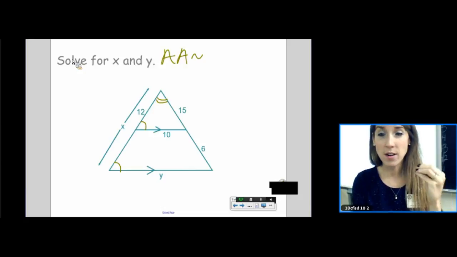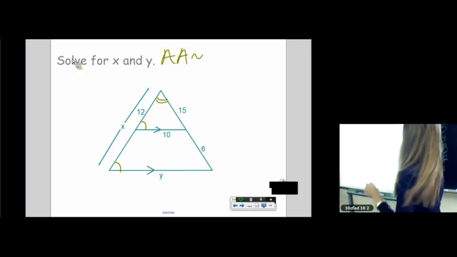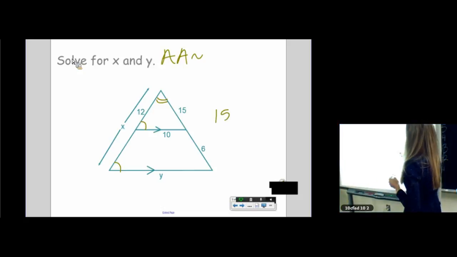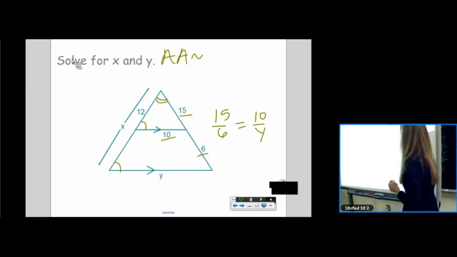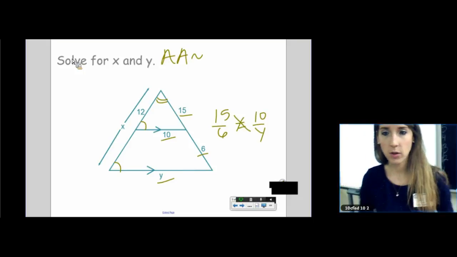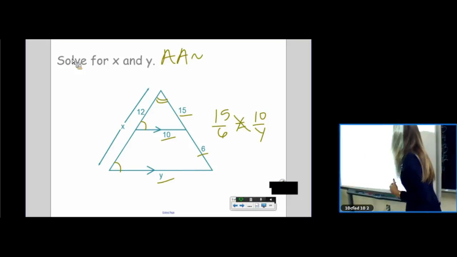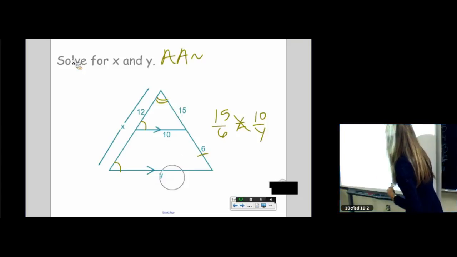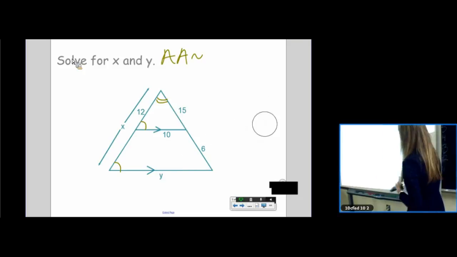Because here's what you are not allowed to do. Watch the wrong way really quick. Ready? This is wrong. This is bad. 15 is to 6 as 10 is to y. Bad. Don't do it. That's how people get the wrong answer. Okay? Those are not proportional to each other. And we'll see why when we draw the triangles separately.